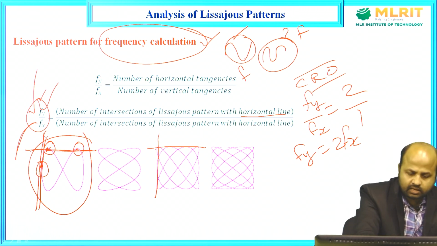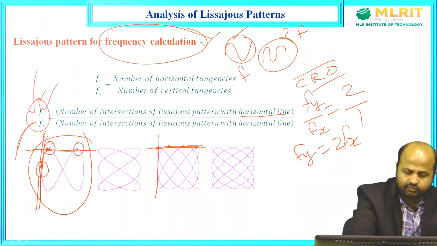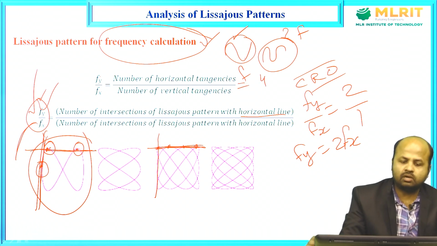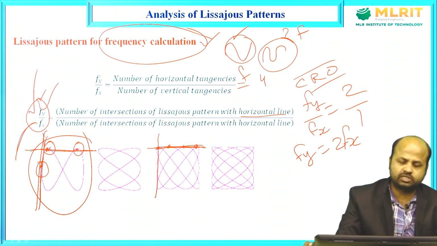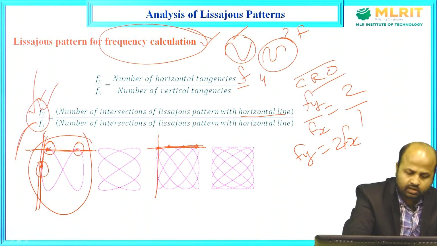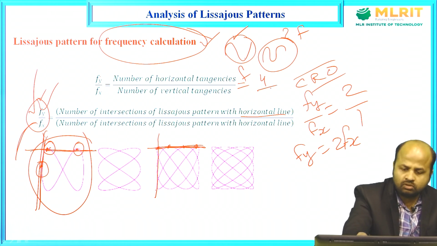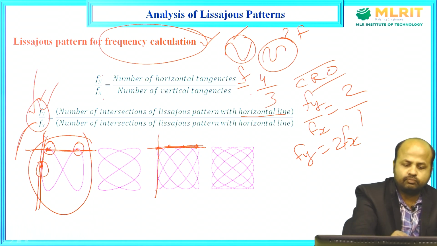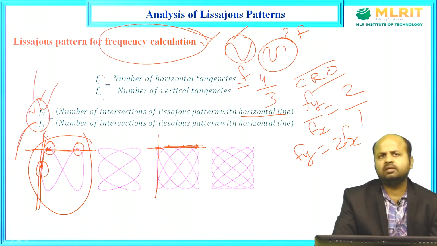Suppose here we can see that this horizontal tangent is touching 1, 2, 3 and 4 points. So here I will put 4 horizontal intersection points, and in the vertical also 1, 2, 3. So the ratio of Fy by Fx becomes 4 by 3.